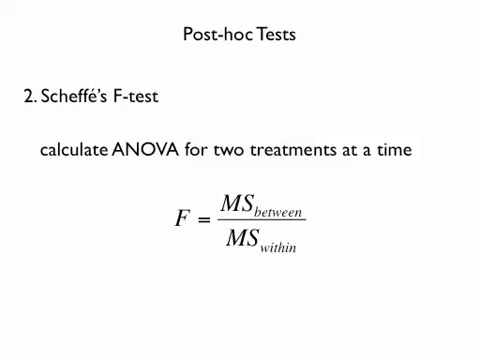There's actually a lot of post-hoc tests. We're only talking about 2 of them. Tukey's HSD is one. The second is Scheffé's F-test. It's a little more conservative than the HSD, and it's basically calculating an ANOVA for 2 treatments at a time. So you do the MS between only 2 treatment groups, right, divided by the MS within just those 2 treatment groups. And I won't ask you to calculate that, but you should know that it exists.